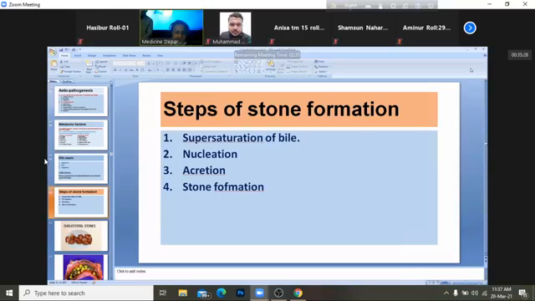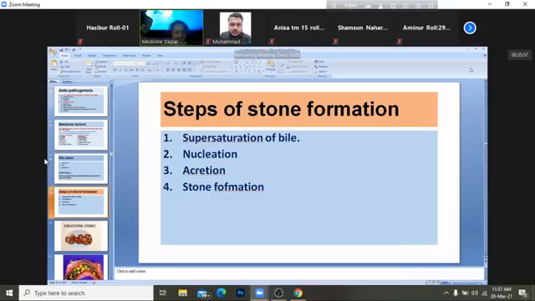So stone formation goes through supersaturation of the bile, nucleation, accretion, and stone formation. And it takes about 6 months. So if the process is initiated today, we can see the stone formed after that.